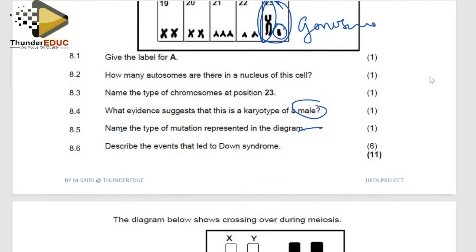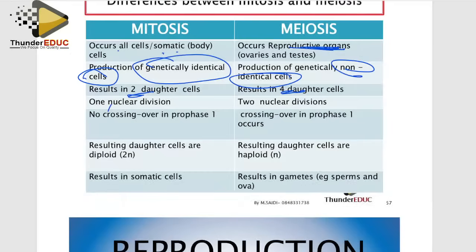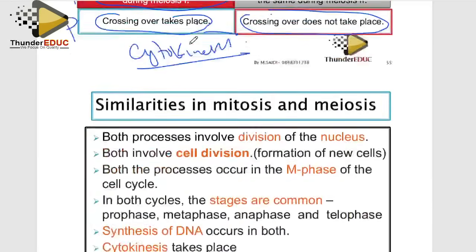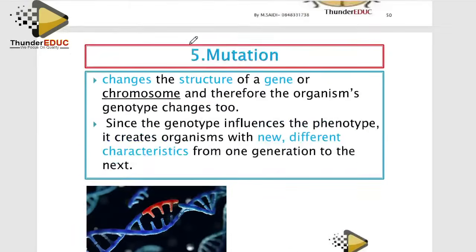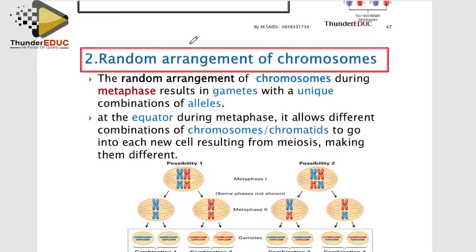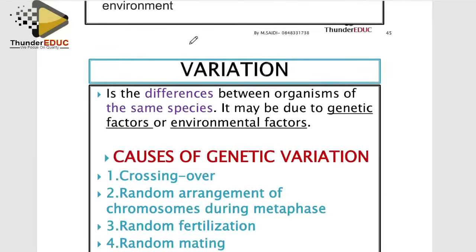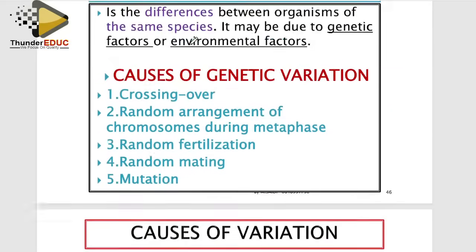We continue. Describe what Down syndrome is. Describe the process of Down syndrome. Here you explain how Down syndrome forms. And remember, it's as a result of non-disjunction. Non-disjunction means failure of the chromosomes to separate during anaphase.